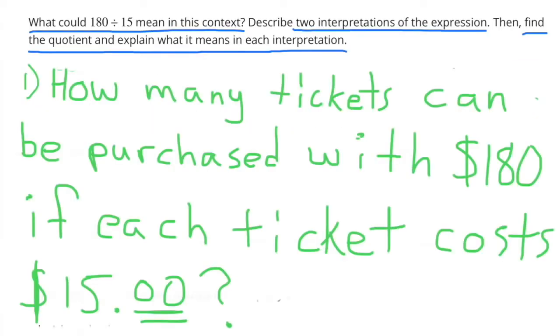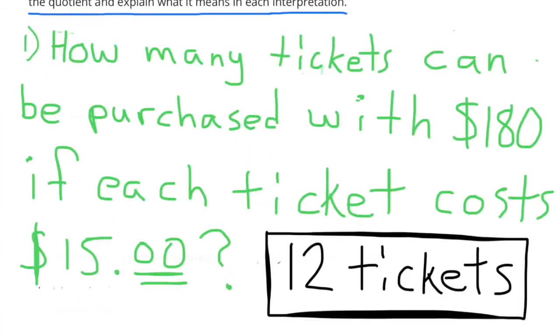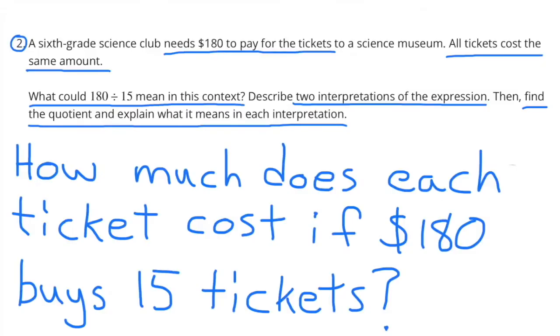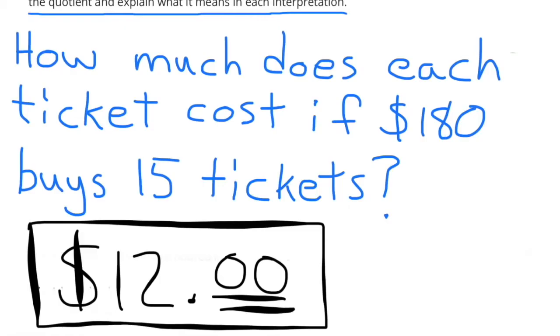One interpretation of the expression could be, how many tickets can be purchased with $180 if each ticket costs $15? And the quotient would be 12. You could purchase 12 tickets at $15 each with $180. A second interpretation could be, how much does each ticket cost if $180 buys 15 tickets? The quotient or answer to that expression is $12. You could buy 15 tickets at $12 per ticket with $180.